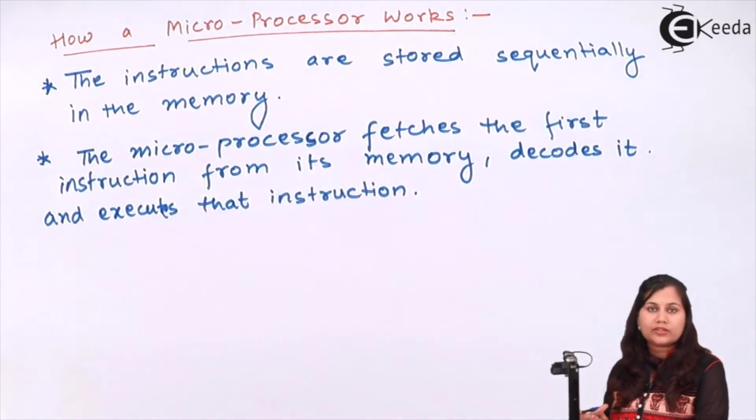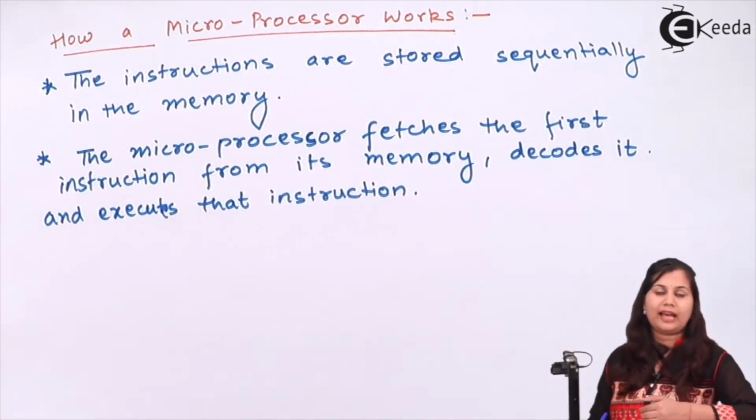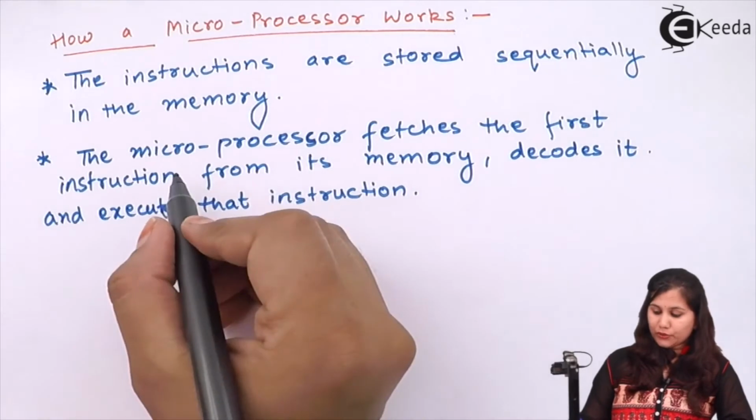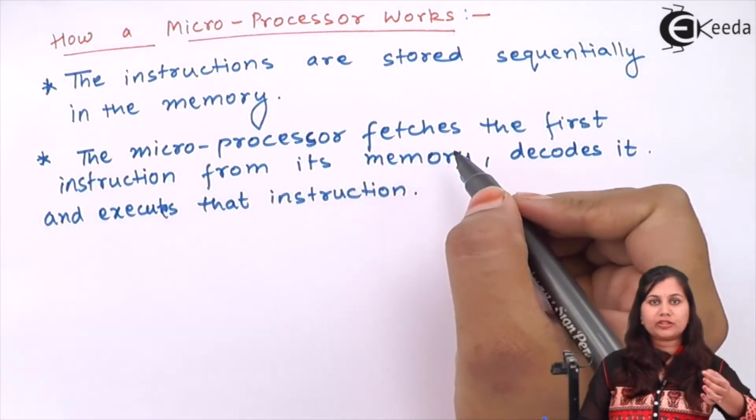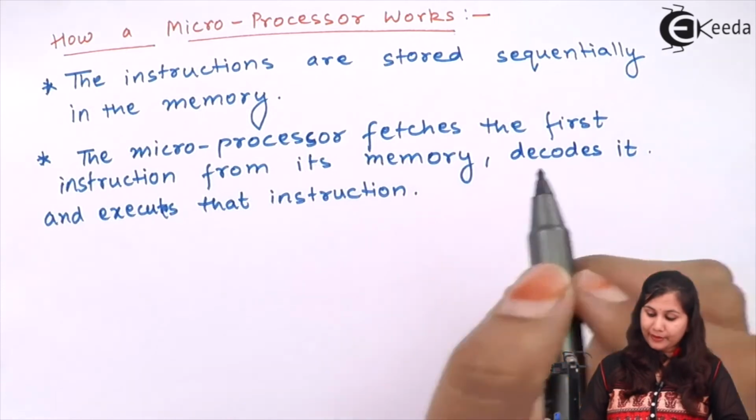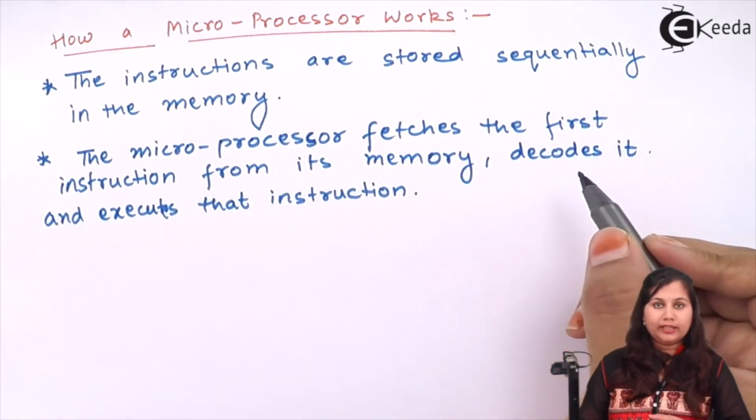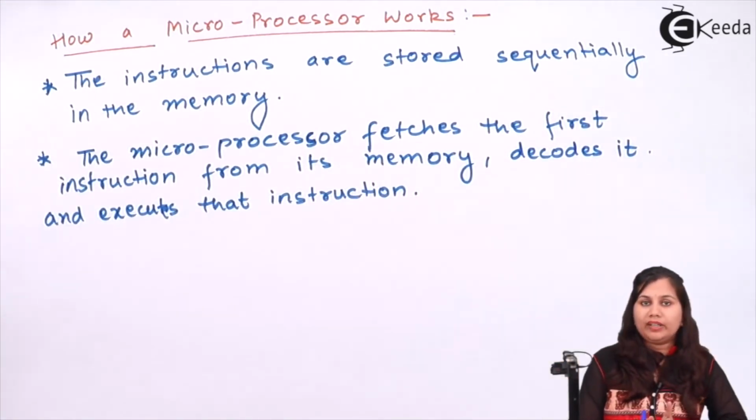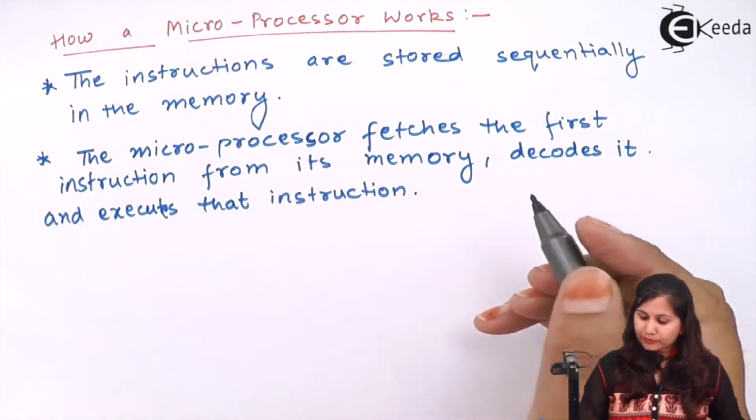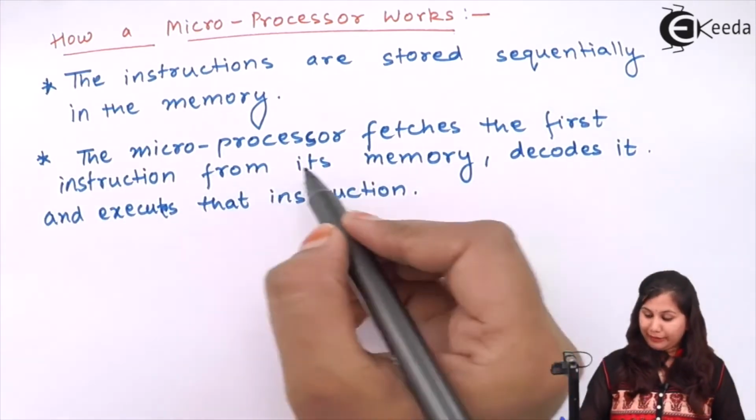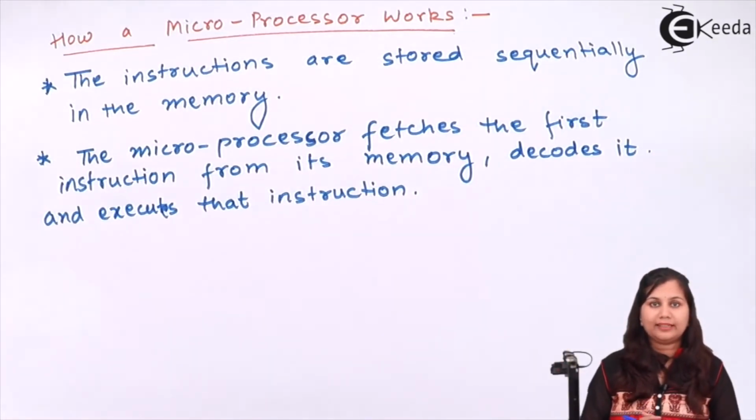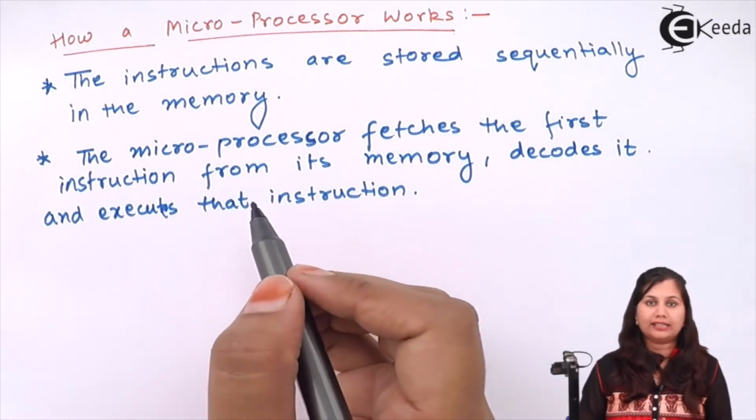Suppose a program is written having 10 instructions. The microprocessor first fetches the first instruction written in the program, and then it decodes it, because programs are written in various types of languages, like machine language, assembly language, and mnemonics. The microprocessor decodes what that instruction is defining, what operation it has to perform, and then it executes that instruction.